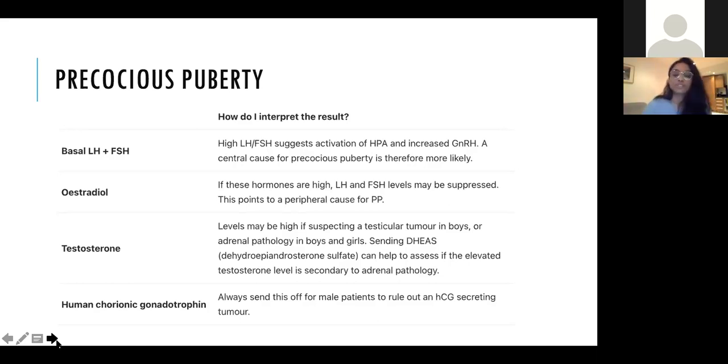Okay, and also you need to do estradiol and testosterone for reasons we talked about earlier. So if estradiol is high and LH and FSH levels are low, then that's likely to be peripheral. Okay, and if it's the other way around, it's likely to be central. And you need to do testosterone as well, because that could be the result of a tumor, a testicular tumor in boys, which is very rare. That could still be possible. Or it is an adrenal pathology. So if the testosterone is high, you need to think about whether there is an adrenal pathology, which is why you need to send DHEA. Okay.